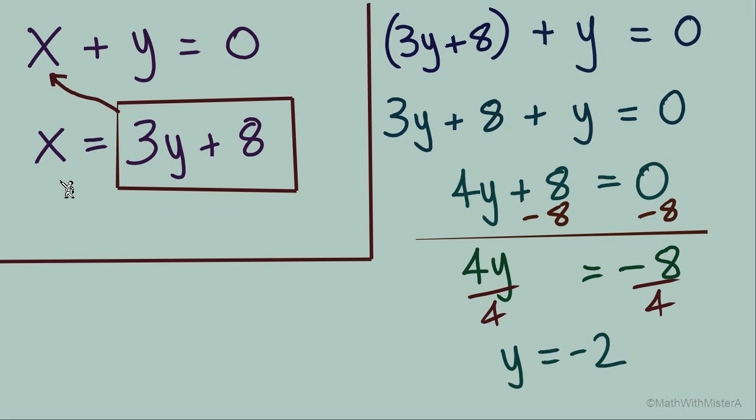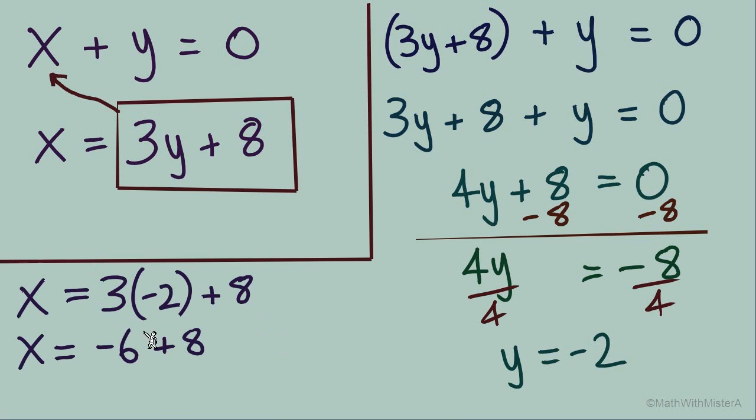Let's go back to where we started, this equation that was solved for x, because now we have a value that we can substitute in place of y. x equals 3 times y is now 3 times negative 2. Don't forget the plus 8. So we've substituted negative 2 in place of y. We'll do the order of operations. The multiply gives negative 6. And then adding 8, we get x equals 2.